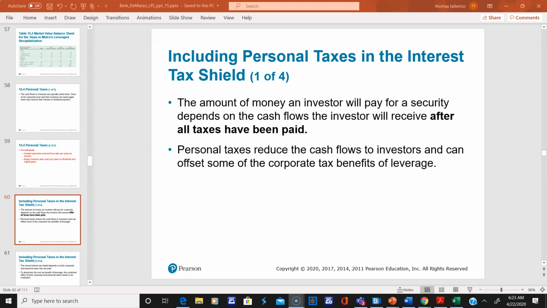Basically, the amount of money an investor will pay for a security depends on the cash flows the investor will receive after all taxes have been paid. And the emphasis is on all taxes, including personal taxes, right? So your personal taxes reduce the cash flows to investors.